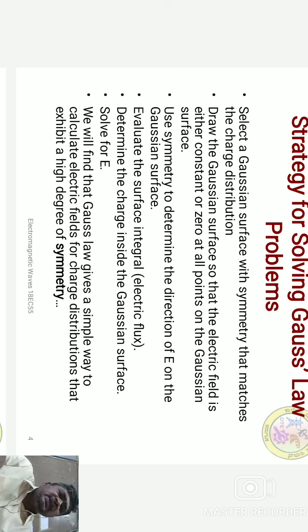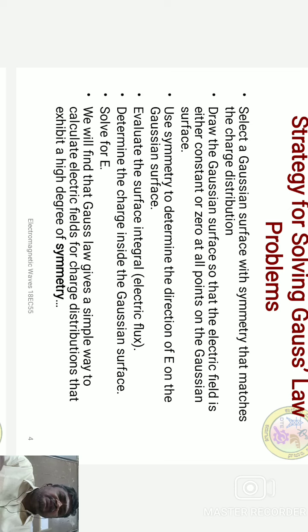Then determine the charge inside the Gaussian surface. How much is the charge? For a point charge, we need not worry much, it is just a simple Q. But for a long conductor or a sheet of conductor, there will be many charges. So how do we consider that? That is different, depending upon the charge distribution, how the charge has been distributed. So we take the total charge inside the Gaussian surface, and then we calculate the electric field.